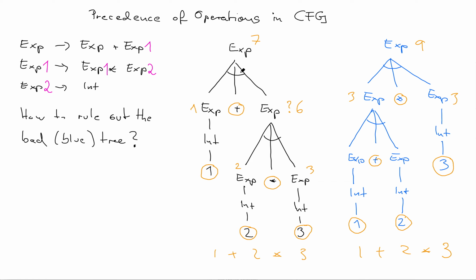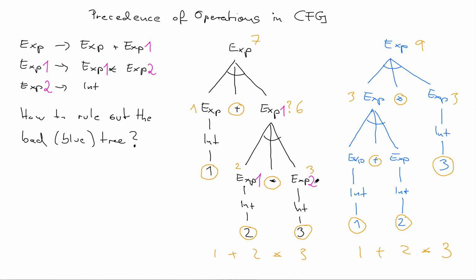And now if I go back to the trees, I can see that I can still derive the black tree. So let's start at the top. I can apply this rule because I have a rule that allows me to go from an expression to expression plus expression 1. That's the first rule. And then because I have an expression 1, I can still derive expression 1 times expression 2. So the black tree is still available to us.